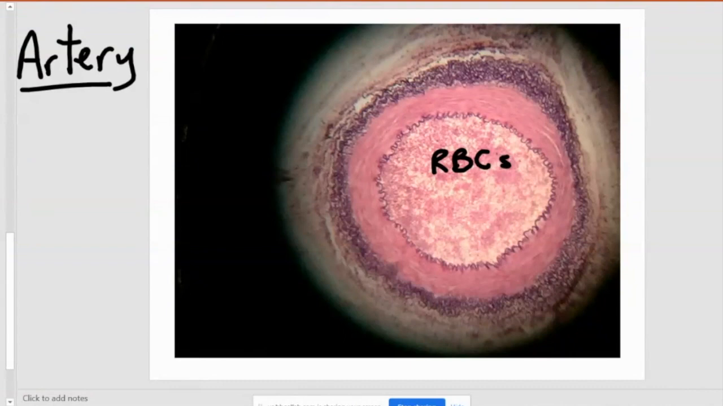Okay. So I may ask you, and usually I would have it zoomed up more. I'm going to show you the zoomed up picture. But if I want you to tell me what's in here, that would be mostly red blood cells. Okay. You'll see it zoomed up in just a bit. And if I ask you to name this space, just like we did before, that space is called the lumen. That space right there is the lumen.